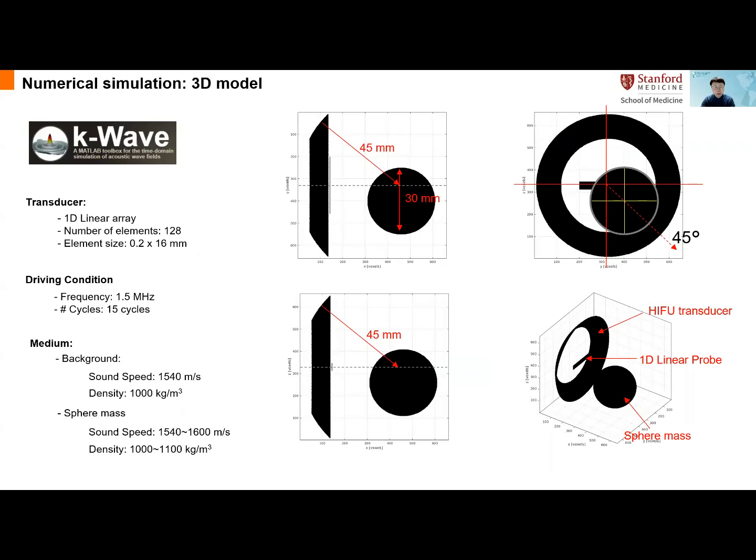For the HIFU pulse, we model the HIFU transducer and the sphere mass. The mass has a sound speed slightly higher than the background medium. The sound speed was limited to a range not exceeding the maximum range of sound speed in the human organs.